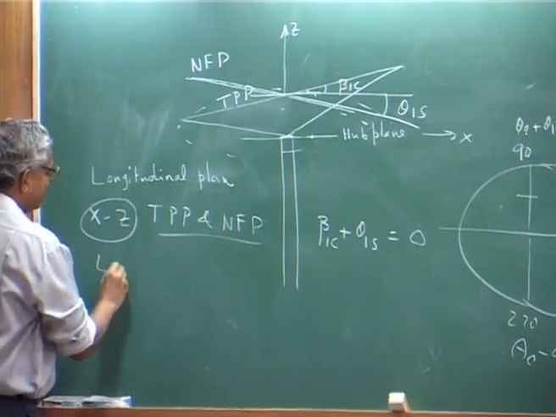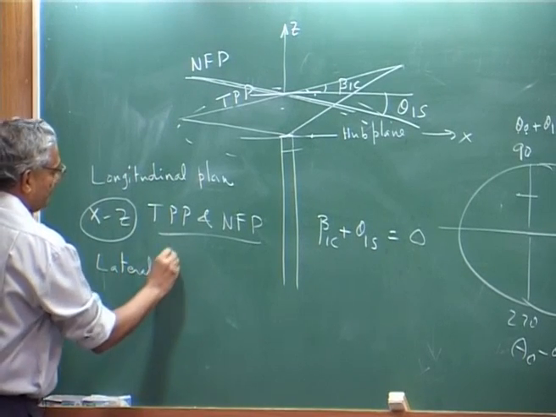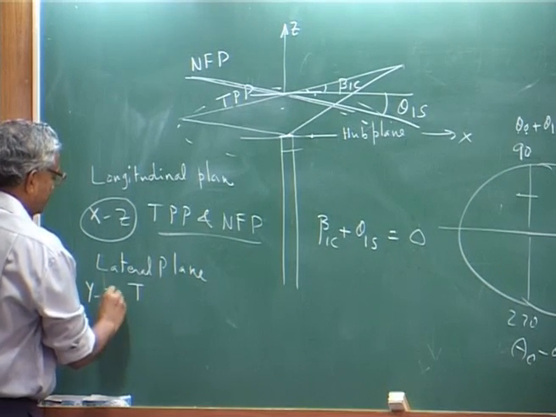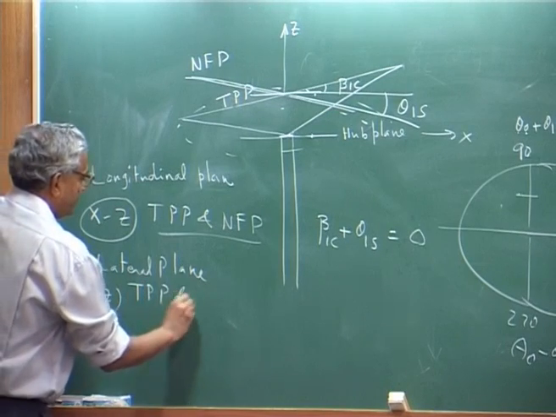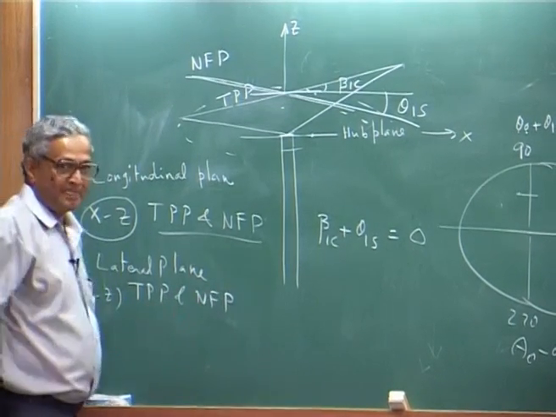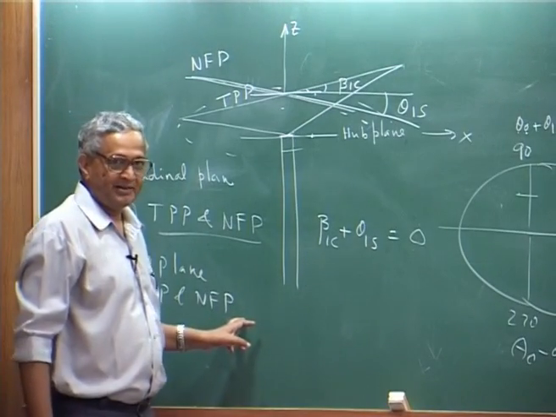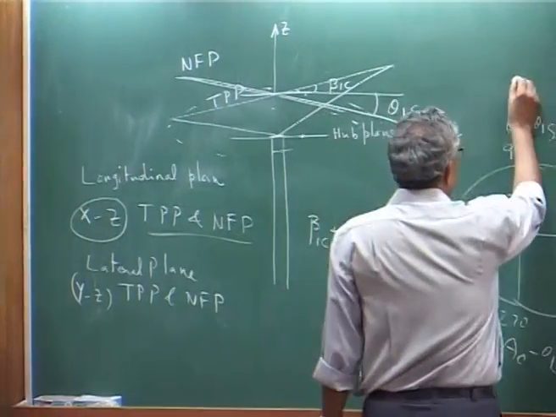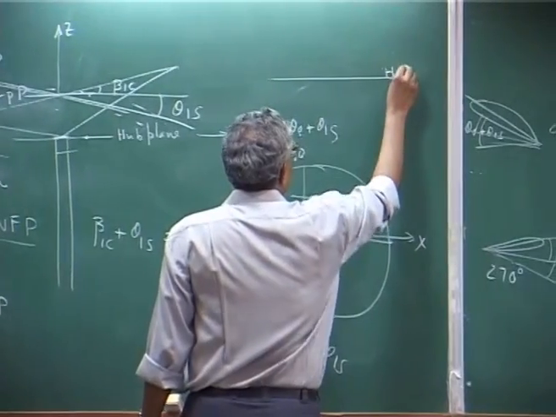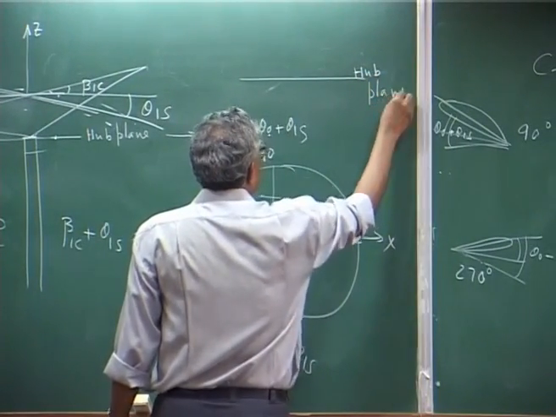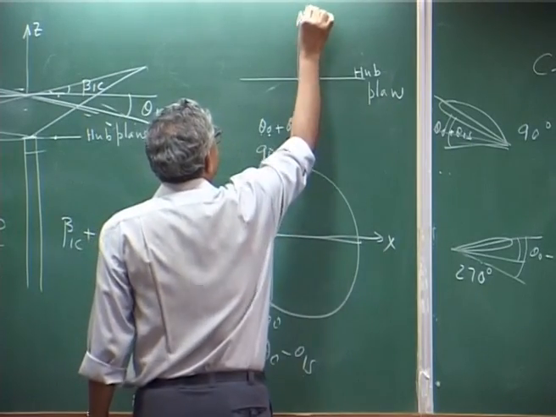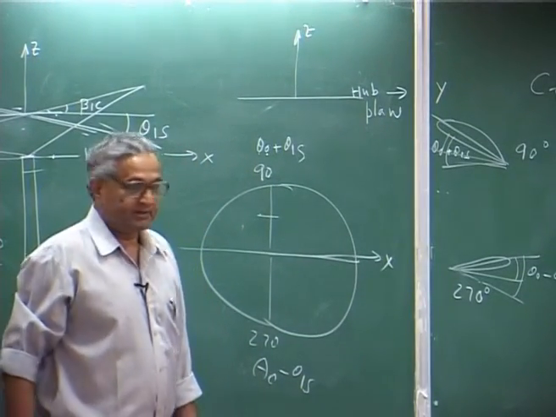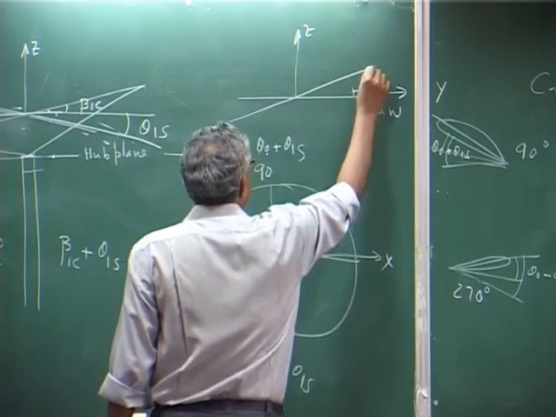And in the lateral plane, that is the y z plane, you will have TPP and NFP. This will be because you are giving beta 1s. If you look at the yz plane, this is my hub plane, and this is the z axis, and this is my y direction. Okay, this will be beta 1s.